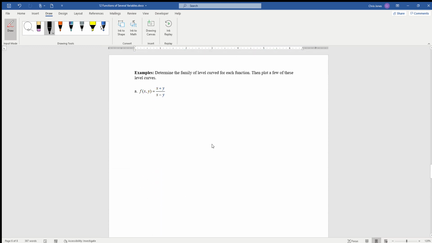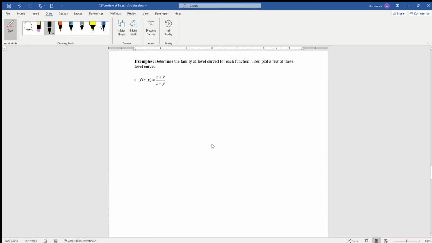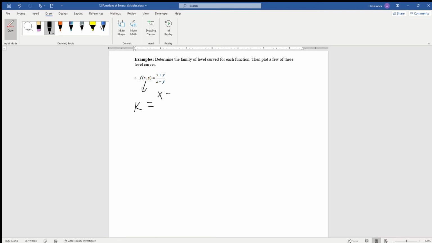So let's take a look at some really basic examples. We're going to find the level curve for each function, and then plot a few of them on a graph in two dimensions. We have x plus y over x minus y. Let's start by saying k is equal to x plus y over x minus y, and we can very easily solve.